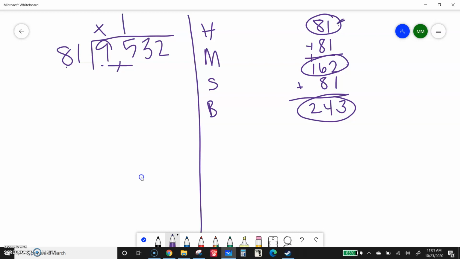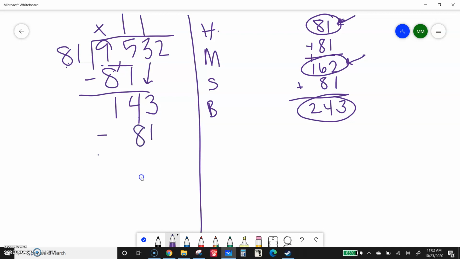My first multiple, 1 times 81 is 81. Subtract, I get 4. 9 minus 8 is 1. Bring down the 3. Now, how many times does 81 go into 143? Well, notice 162 is still too big, so it's still just one time. 1 times 81 is 81 again. Subtract again. 3 minus 1 is 2. 14 minus 8 is 6. Bring down my 2.